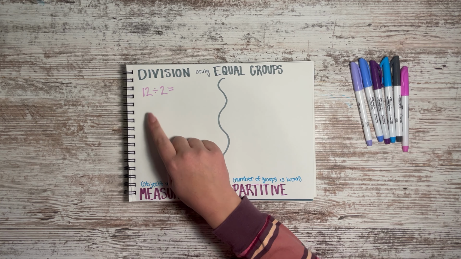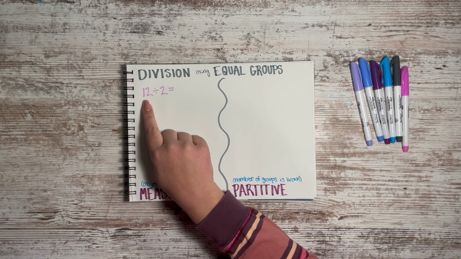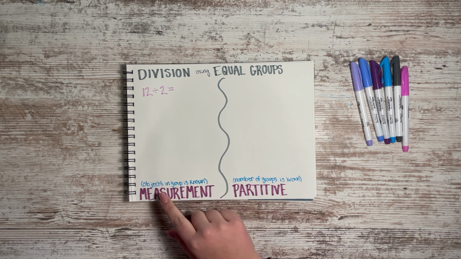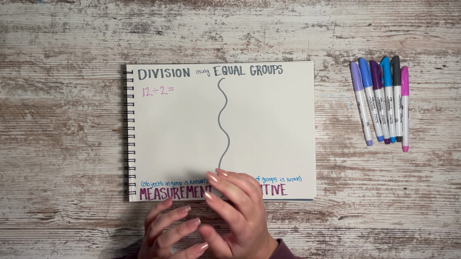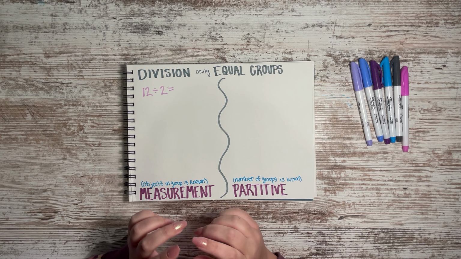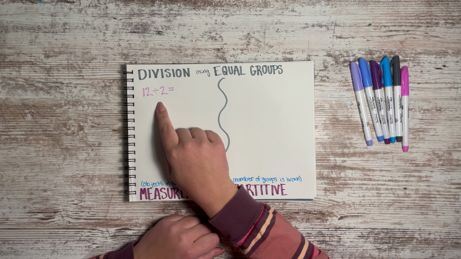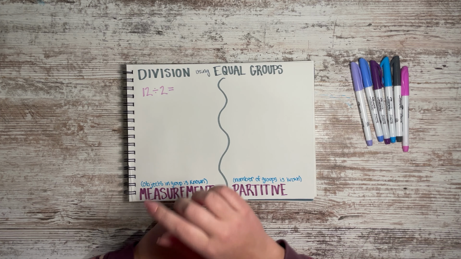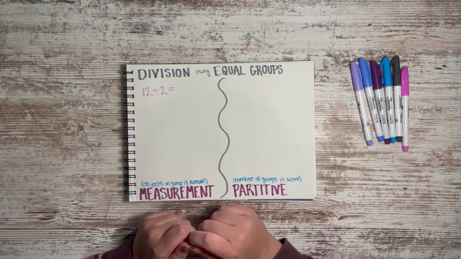In this problem, our dividend is 12 and our divisor is 2. So 12 is going to be the total number of objects. And using the measurement model, 2 is going to be the amount of objects in each group. So here's what I'm thinking. If I know there are 2 objects in each group, I can make groups of 2 until I have all 12 objects, and then I'll know the number of groups I need.